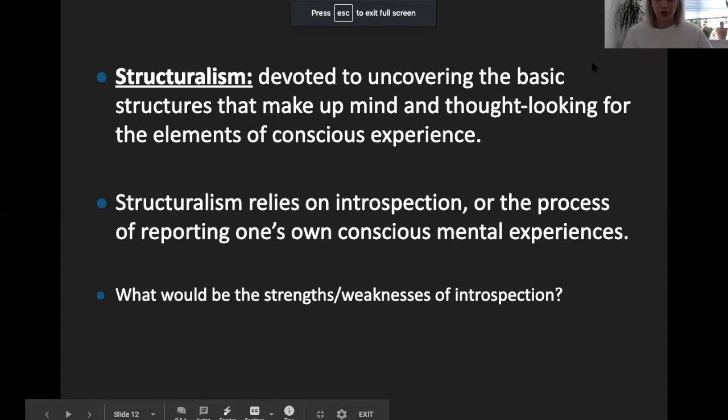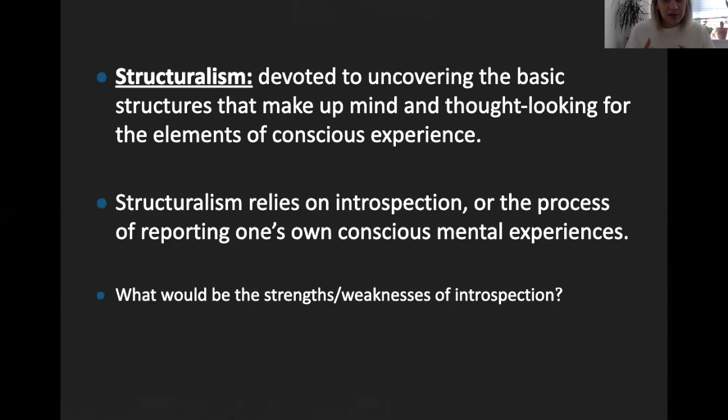So what is structuralism? The central idea of structuralism, and just a note, this is not a current school of thought in psychology. This is early stuff. So structuralism, think Wundt and Titchener, the German guys. They wanted to uncover the basic structures that make up the mind and looking for the elements of conscious experience. Structuralism relied on introspection. If something is intro, it means within. So that refers to one's reporting of their own conscious mental experiences.